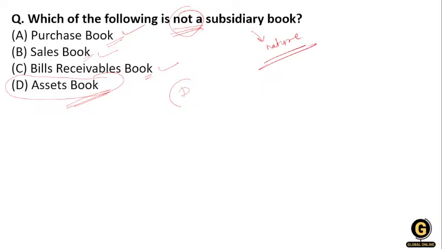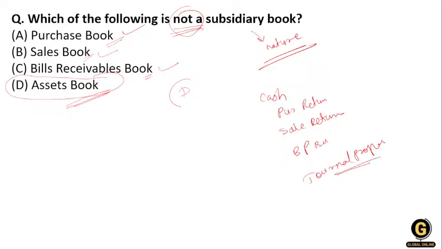Then what are the different types of subsidiary books? We have seen the purchase book, sales book, and bills receivable. Along with that, we also have the cash book, the purchase return book, the sales return book, the bills payable book, and the journal proper. These are the subsidiary books.